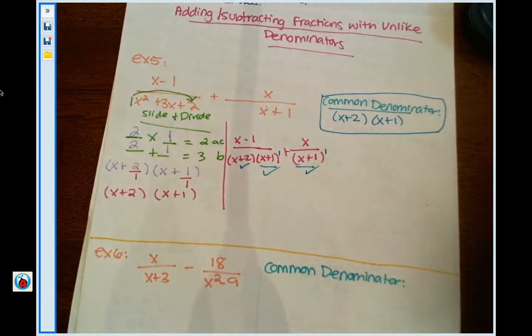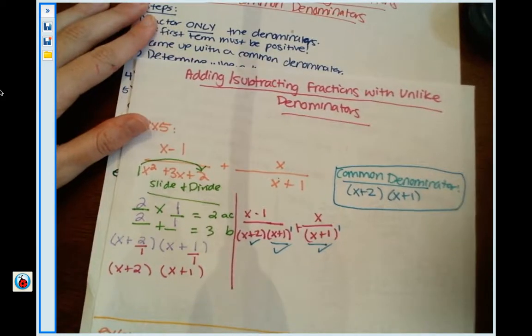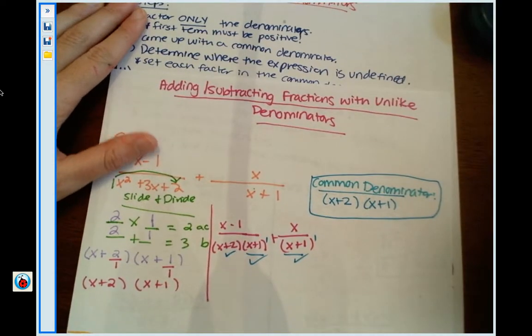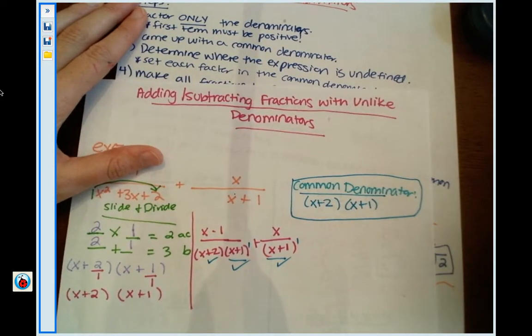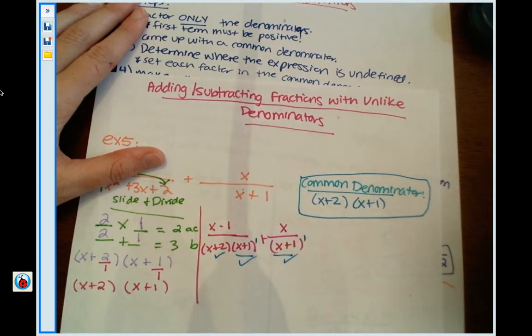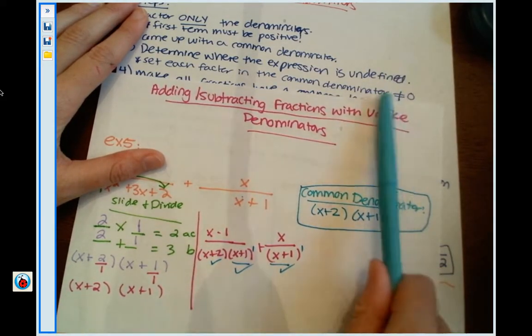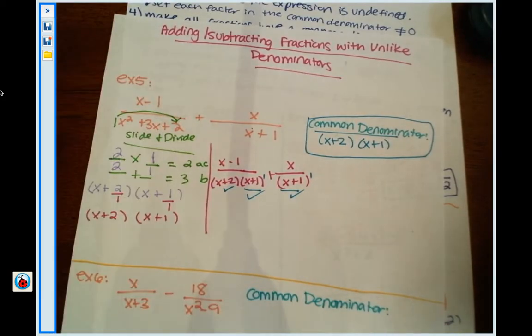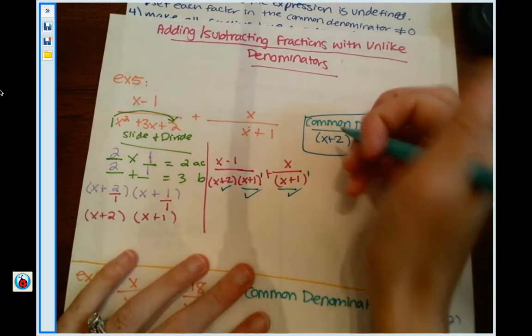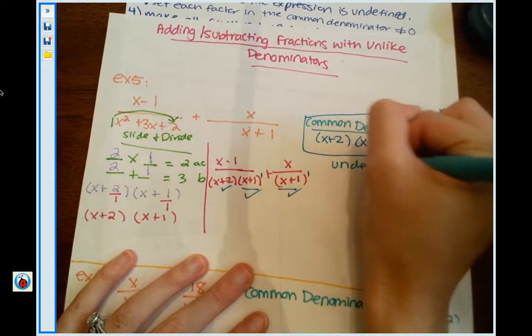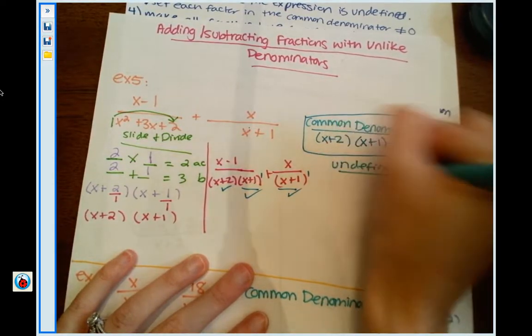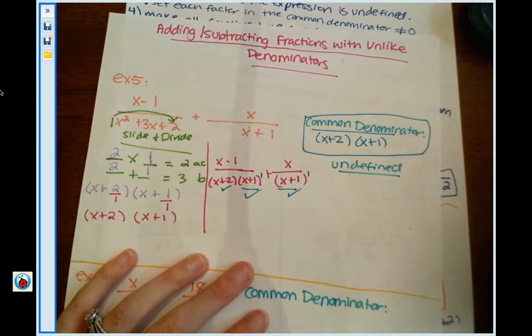Get excited. Okay, so next up, what we're going to do, next step, determine where the expression is undefined. So we're going to set every single factor in the common denominator not equal to 0, or else a cat will die, and we're not trying to kill cats here. Okay, so our undefined piece: we're going to set every single thing we see in the common denominator not equal to 0.